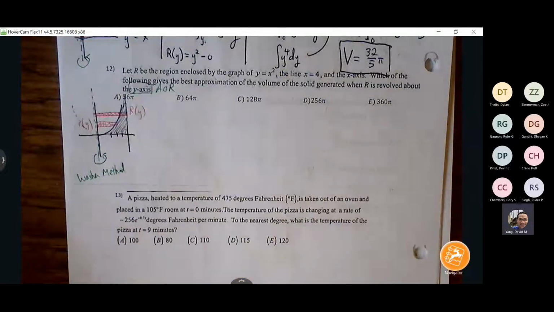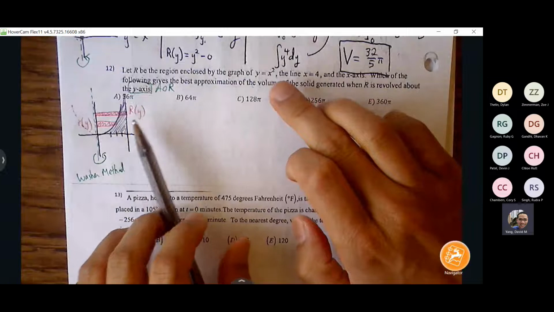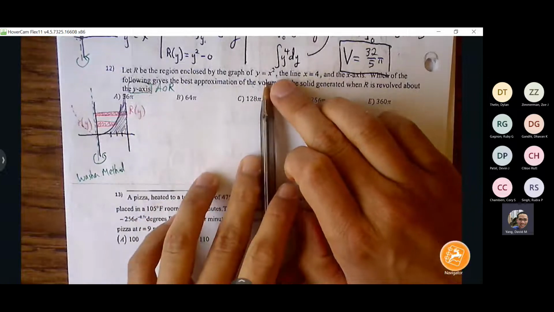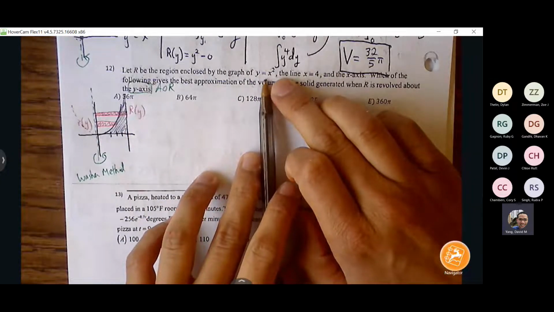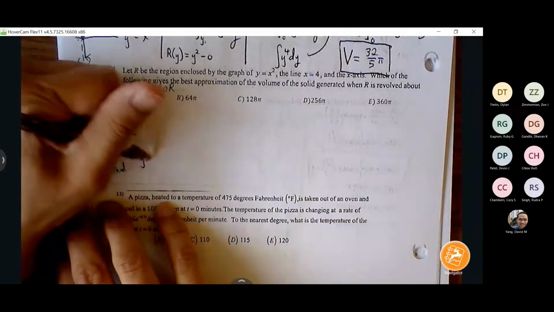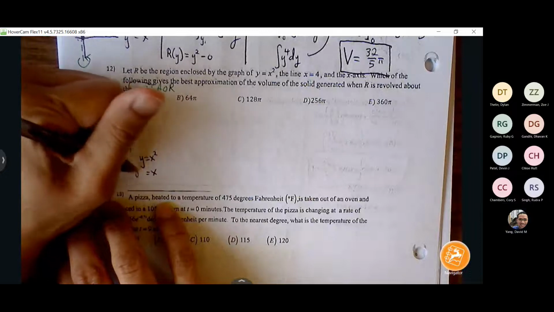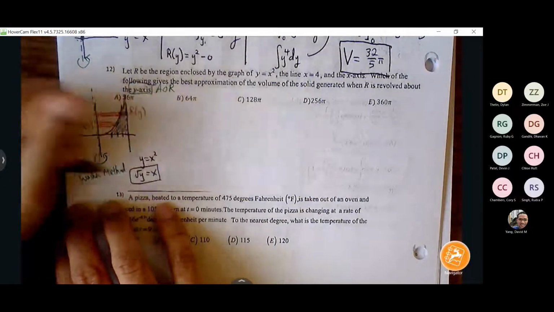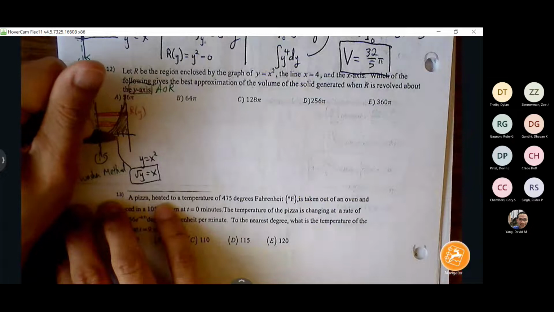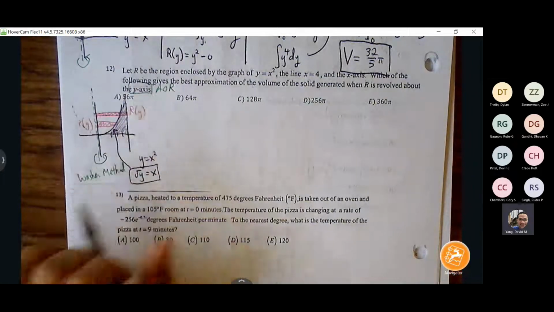Again, we see horizontal radii. If we see horizontal radii, we have to adjust our equation most likely. It's not suitable as y equals x squared. We've got to solve for x. So square root both sides. Okay, so that's talking about the curve here.